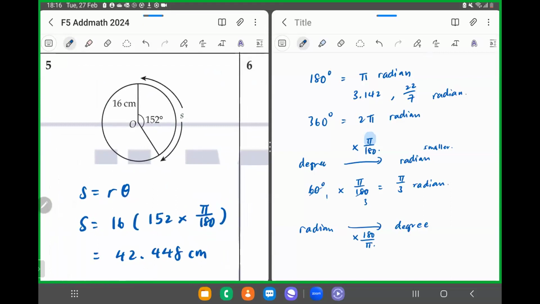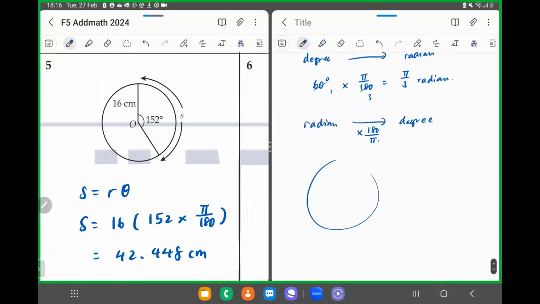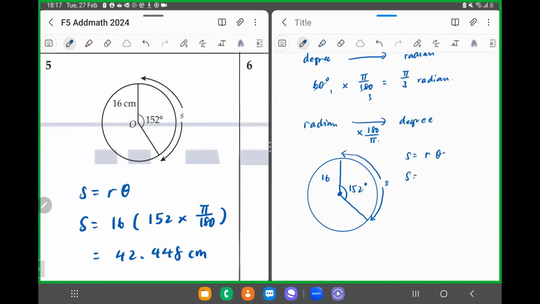Circle, right? 152 and 16 cm. So this circle, the angle here will be 152 degrees, and the radius is 16 cm. The question is asking us to find this length of arc, labelled as s. So s will be equal to r theta, where the radius is 16 and theta is 152 degrees.